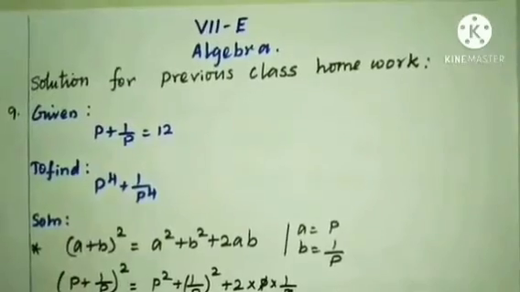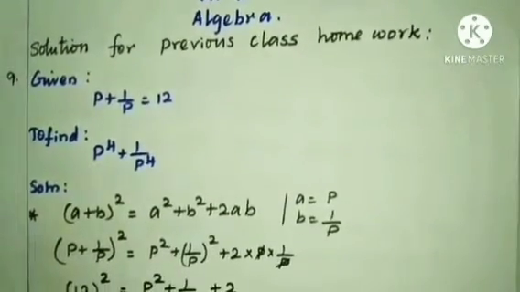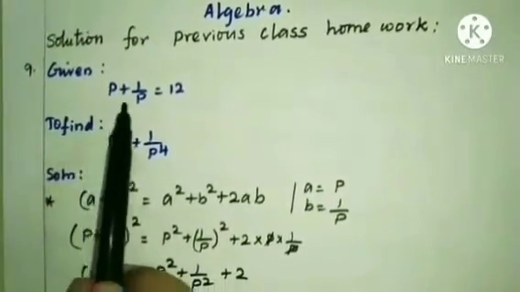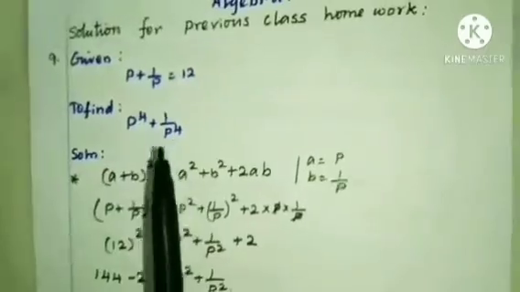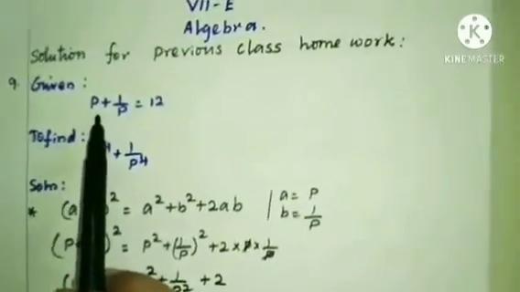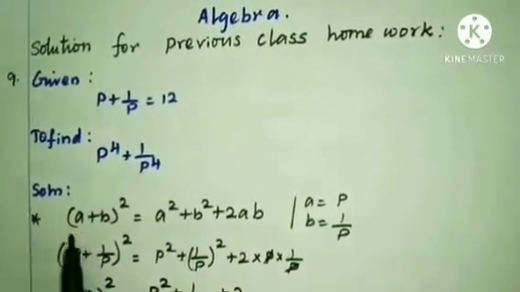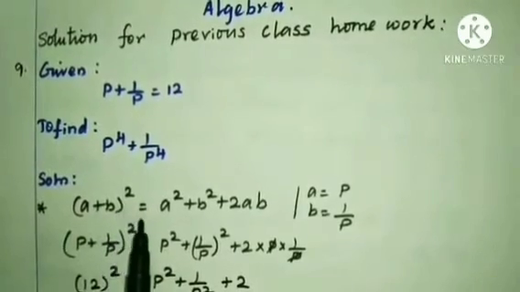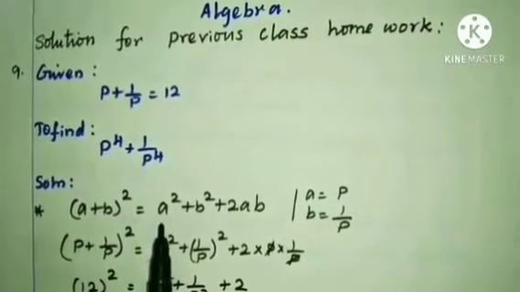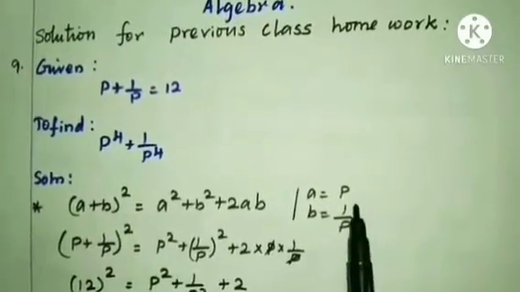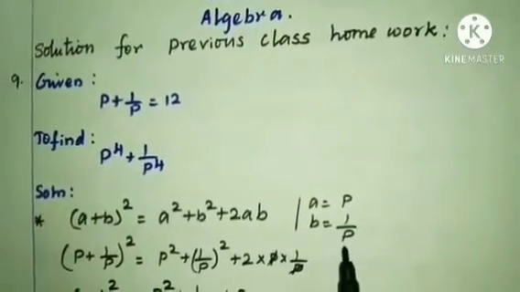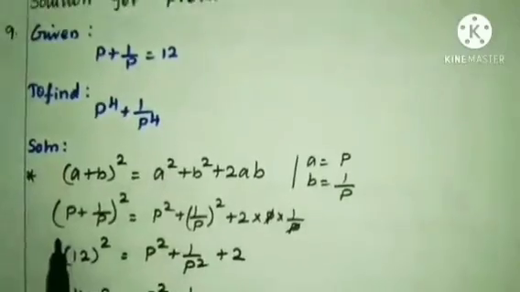Let's check the solution for the previous class homework. Here, given p + 1/p = 12, find p⁴ + 1/p⁴. Given is the plus value, so I have to use the plus identity: (a + b)² = a² + b² + 2ab. Here a is p and b is 1/p. Substitute the values in the identity.